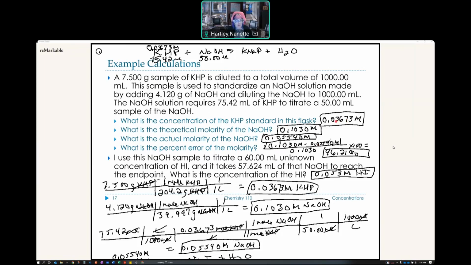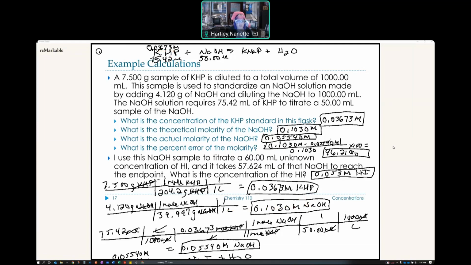Theoretical molarity of the NaOH. I take the 4.120 grams divided by the molecular weight of 39.997 grams of NaOH per mole and divided by the 1 liter. That gives me 0.1030 molar NaOH. Okay.